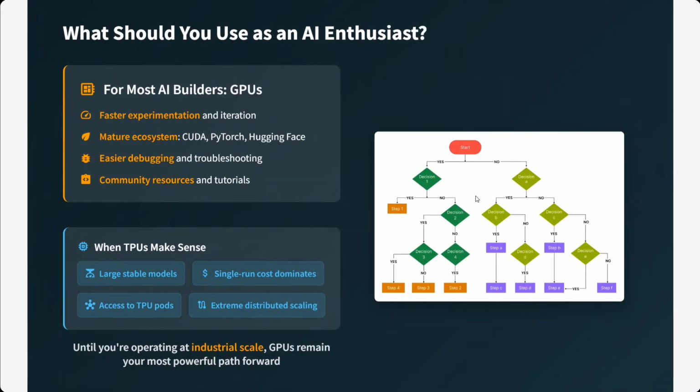What should you use? I think for most AI builders, GPU should be your go-to solution, not TPUs. Faster experimentation is there, more mature ecosystem, be it CUDA, PyTorch, Hugging Face. Easier debugging is there, community resources are ample. When to use a TPU: large stable models, single run cost dominates, access to TPU pods when you have access to it. Most of us don't have access. And extreme distributed scaling. Until you are operating at industrial scale, you might not require TPUs.